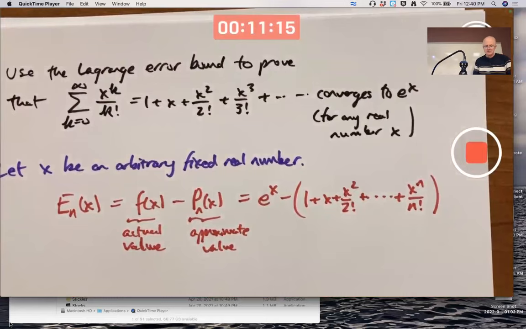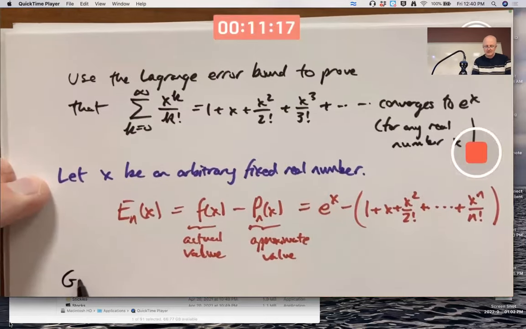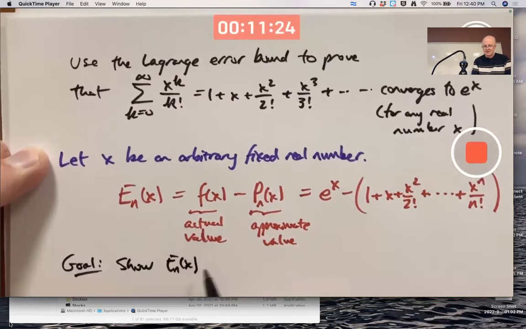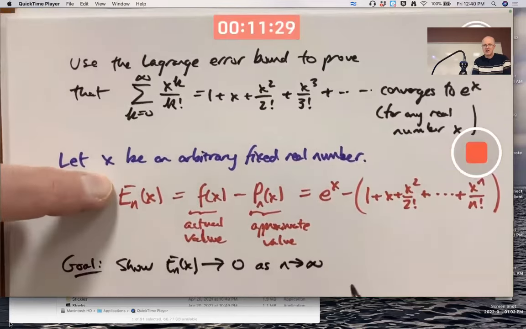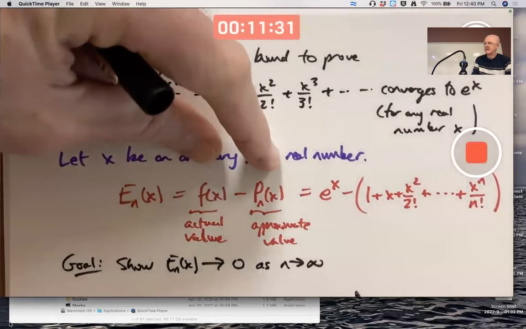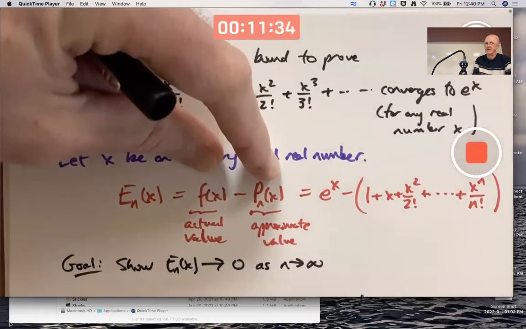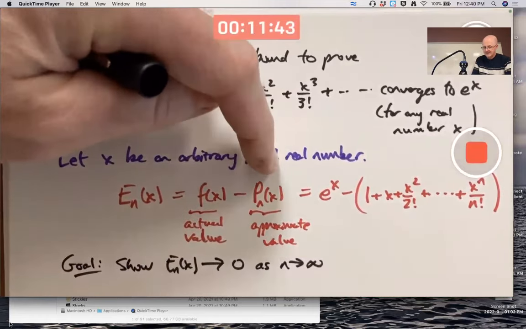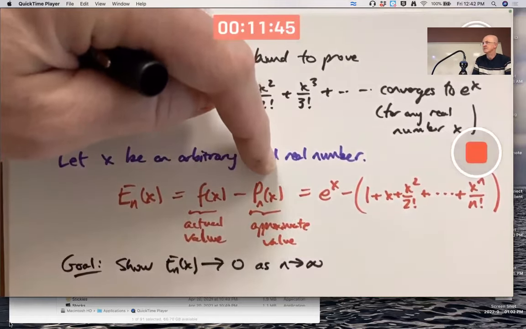Our goal is to show the error E sub n of x goes to 0 as n goes to infinity. If I can show this goes to 0, that means these quantities are getting closer and closer together, arbitrarily close, in fact. They are approaching each other. Actually, this thing's fixed. x is fixed, so f of x is a fixed number. This thing changes as n increases.